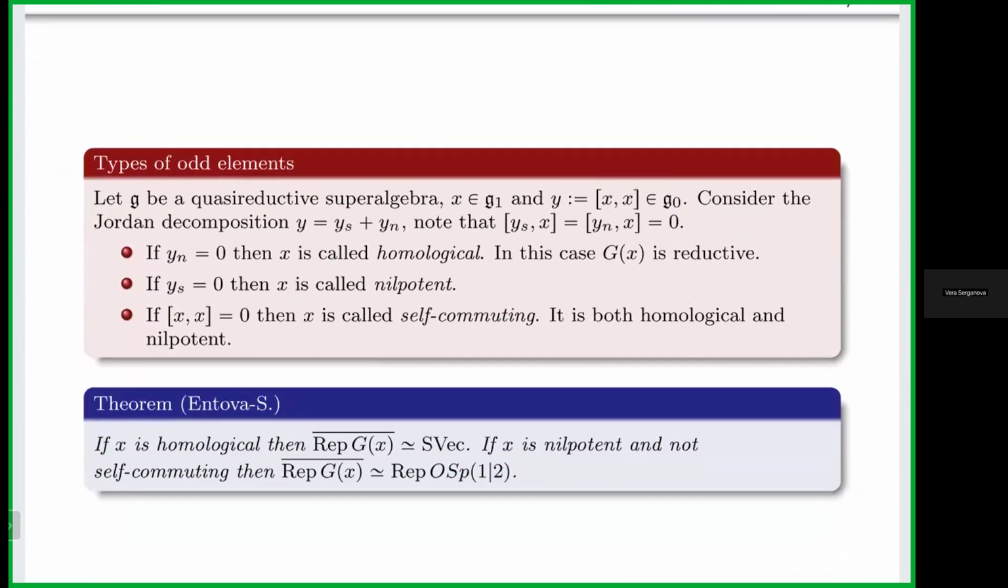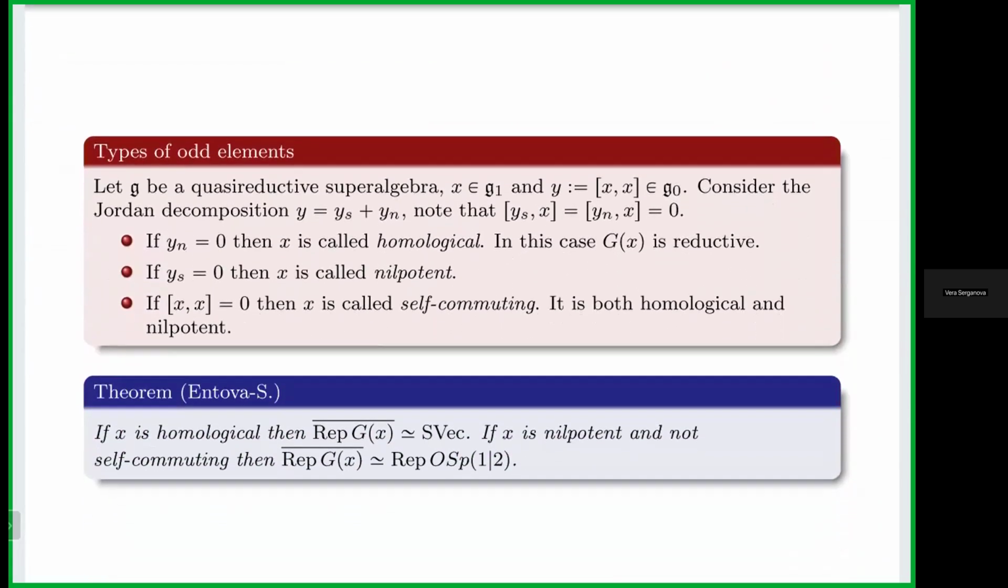So before I go further, I would like to say what I'm going to do. I'm going to use this semi-simplification functor as a way to associate to every odd element a certain symmetric monoidal functor. So let me give you a few definitions.